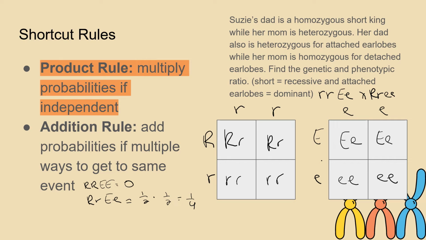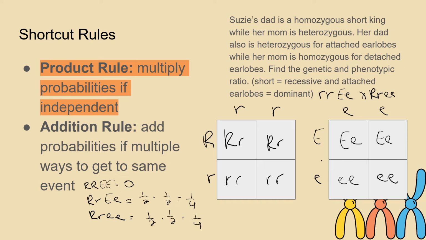And then if we want to say, I don't know, we'll do this one too. Heterozygous for the height and then homozygous recessive for the earlobe attachment, so detached. Again, that's a half, and then also a half there, so again, just 1/4. And so that could be for genotype.